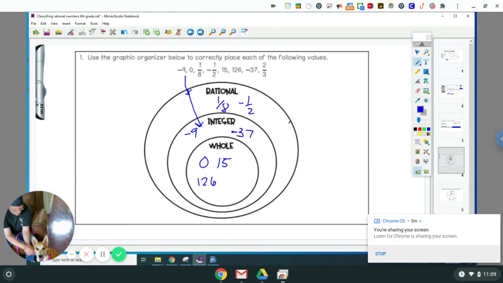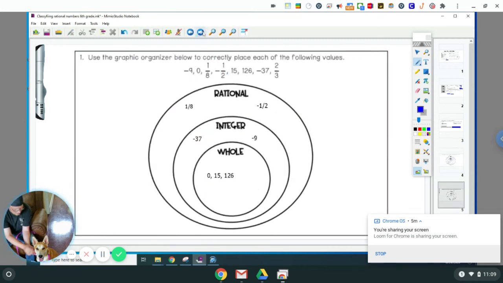Sorry, guys, my computer's slow. And finally, 2/3 should be rational. And then 2/3 is rational because it's a fraction. So it means it cannot be an integer or a whole number. And this is what your screen should look like. And I'm also missing 2/3. So this should be a 2/3 right there.